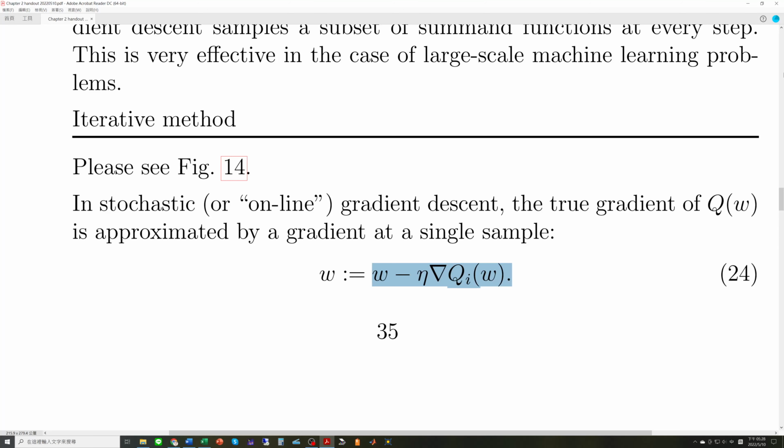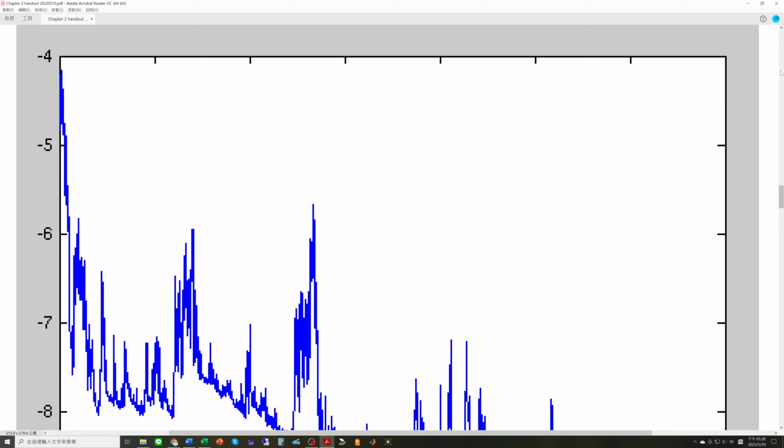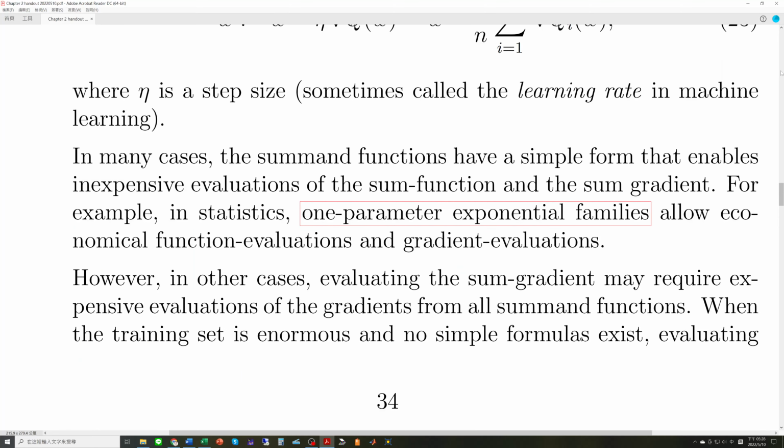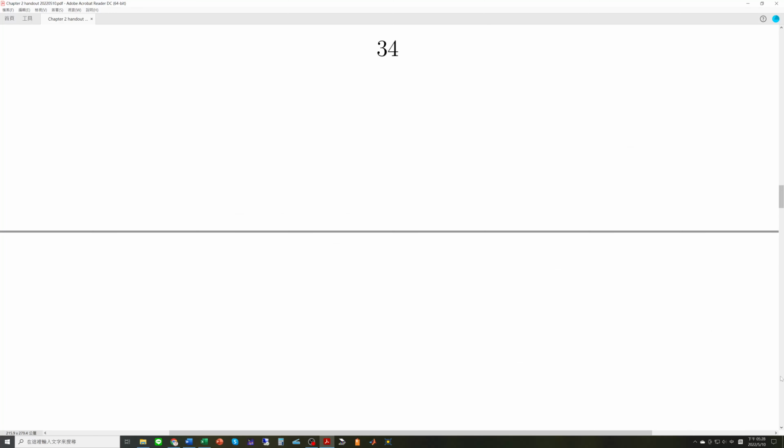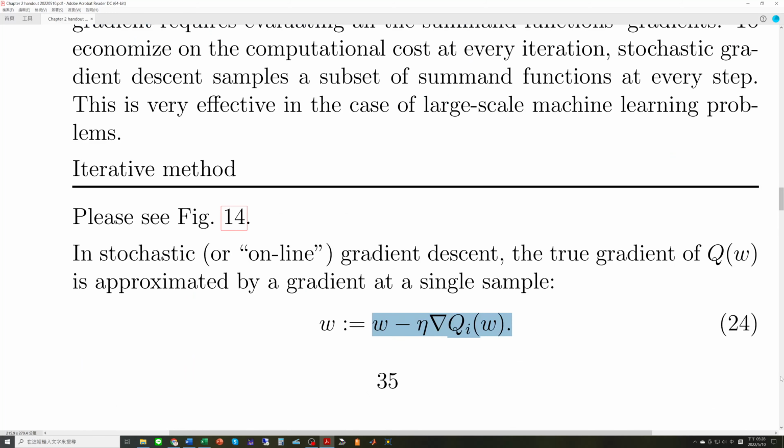Compare this equation to equation 23. You can see that the 1 over n and the summation i equals 1 to n disappear. Let us go back to here.